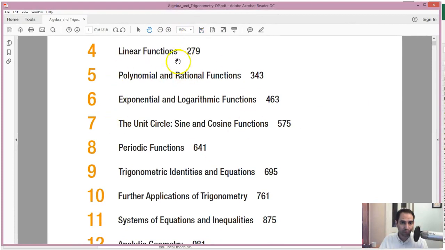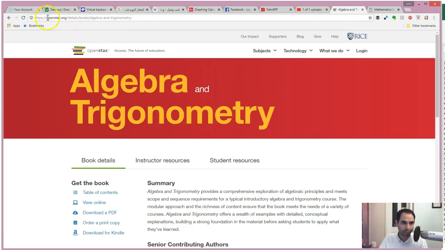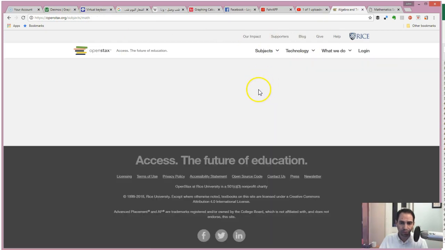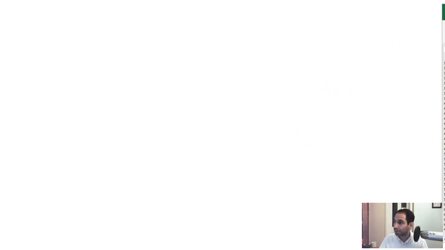These courses come from 5 of these books, and all of these books come from the same place, openstax.org. If you go over here to math, you will see all of those books. So you can see that we have algebra and trigonometry, and we have 3 volumes of calculus, so that becomes 4 books, and we have also covered some parts of this pre-algebra book, not the whole book, just a few chapters of the book. And that becomes our roadmap to learn mathematics here.